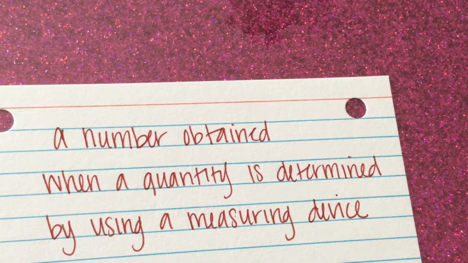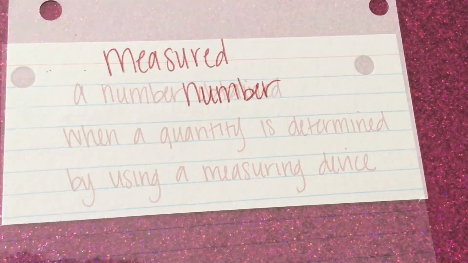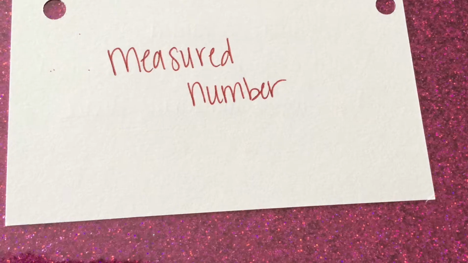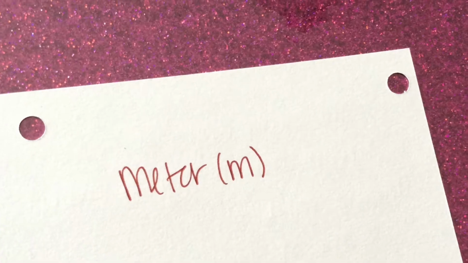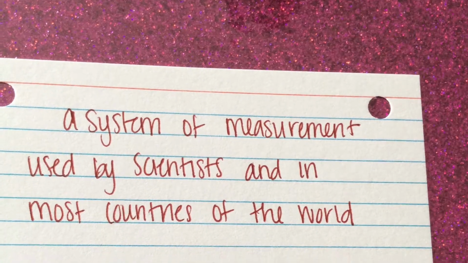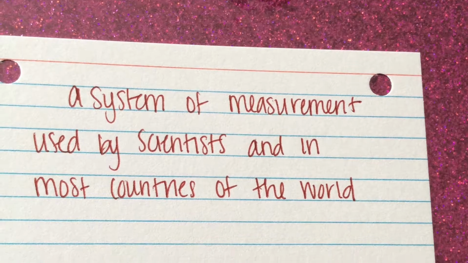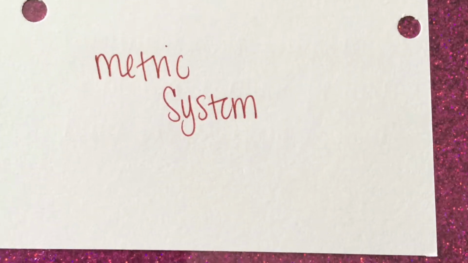A number obtained when a quantity is determined by using a measuring device. Measured number. The metric unit for length that is slightly longer than a yard. It is the SI standard unit of length. Meter. A system of measurement used by scientists and in most countries of the world. Metric system.